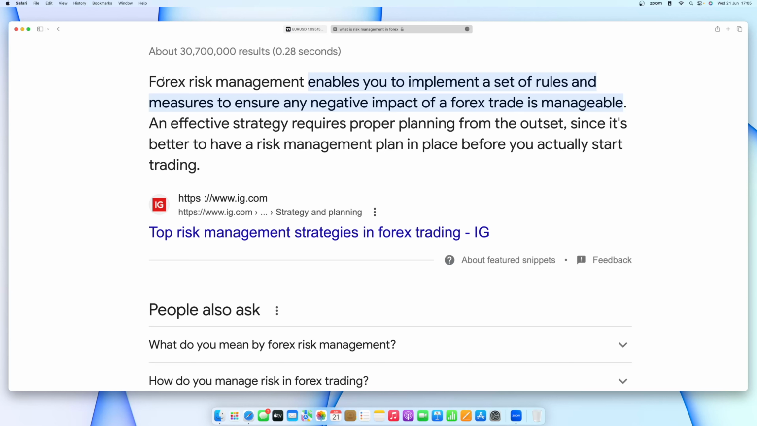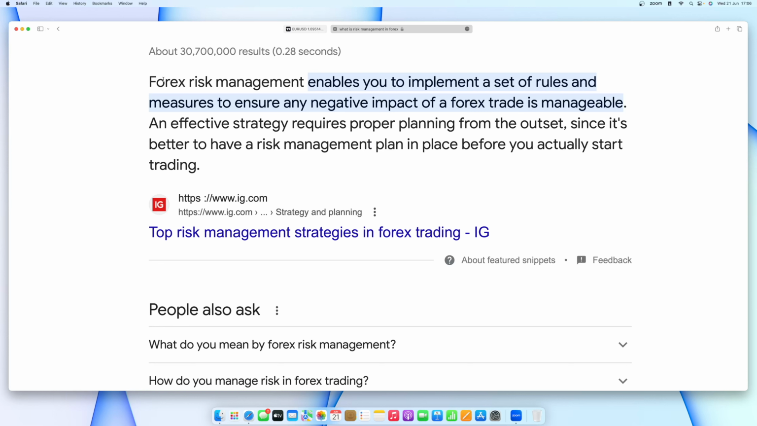Now, this is a very good definition, and it embodies all what I want to talk about today. So let's take it one by one again. It says Forex risk management enables you to implement a set of rules. So there's going to be a set of rules we are going to come out with at the end of this call, which I want you to follow. That is the same risk management principle I have been using for a very long time now, and it has been good. All right. So Forex risk management enables you to implement a set of rules and measures to ensure any negative impact of a Forex trade is manageable.